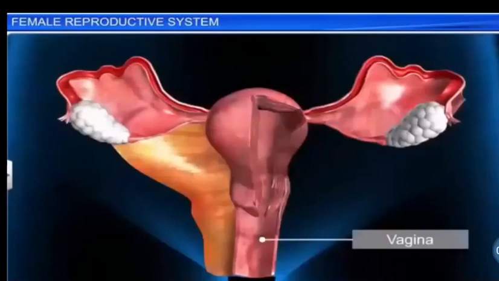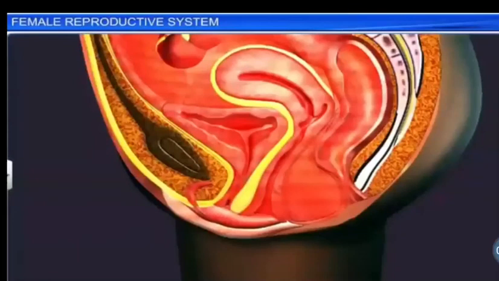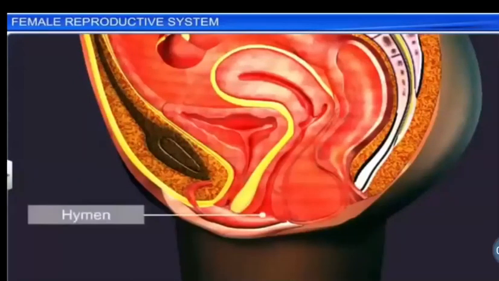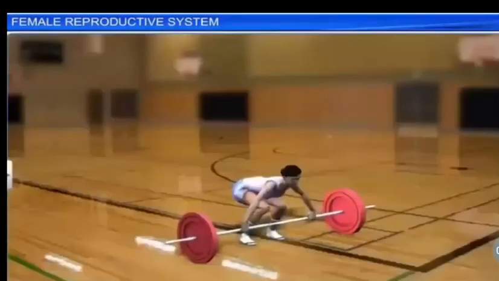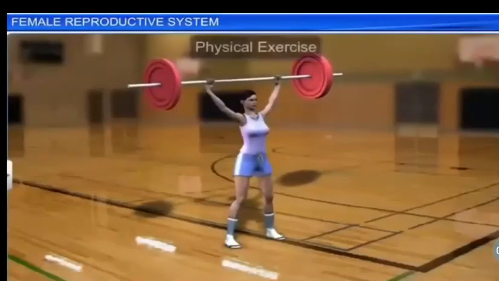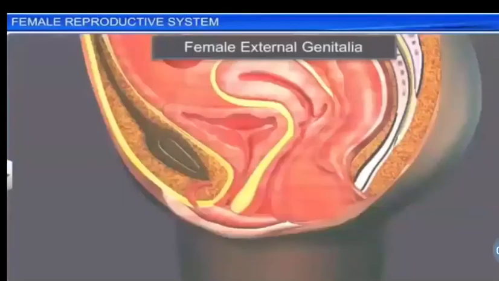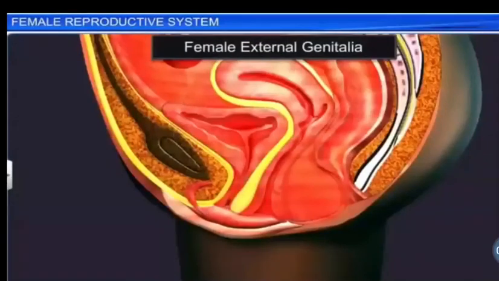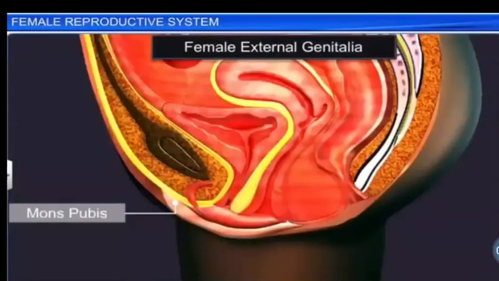The vagina is a muscular tube starting from the lower end of the uterus up to the outside. The opening of the vagina in a young female is partially covered by a thin membrane called the hymen. The hymen frequently ruptures during childhood due to physical exercise.